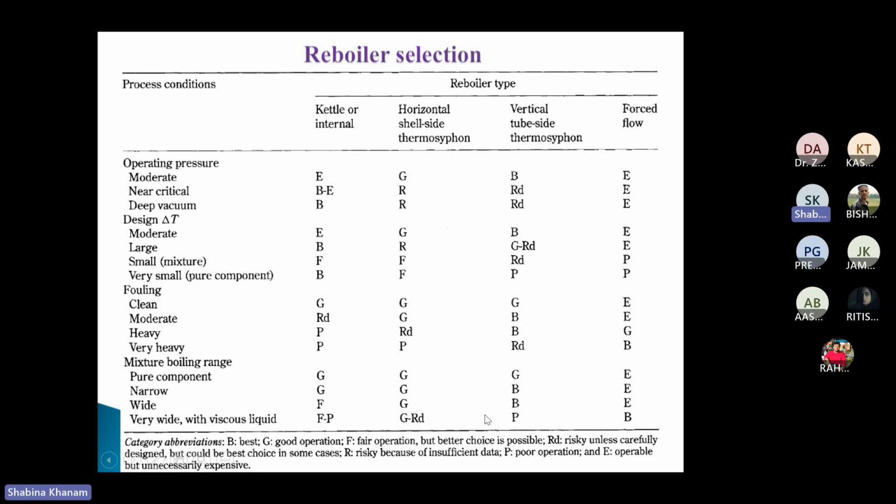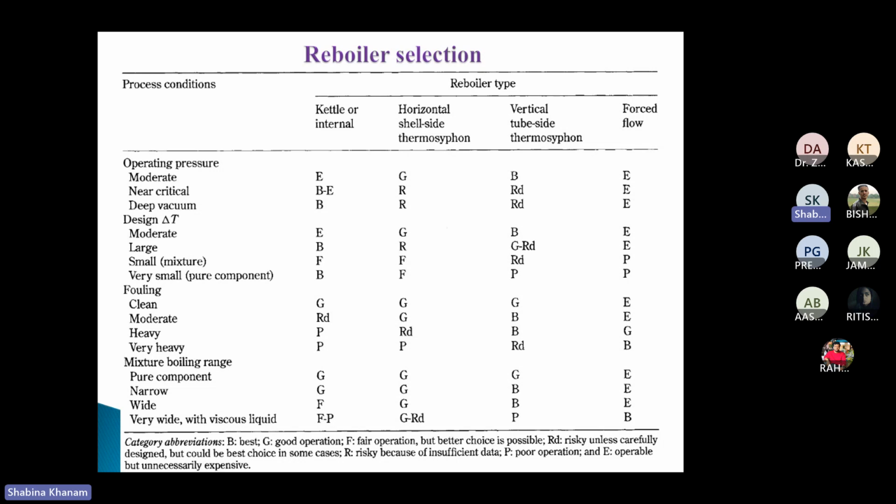Like if you consider this vertical thermosiphon reboiler, that is 1, 2, 3, 4, 5, 6. Six B best performances are given. So it means it is not for other cases. Like if you consider forced circulation, and if you are dealing with viscous fluid, it is only the B over here. The second B will be for fouling, as we have discussed. In other cases, it won't give good performance.